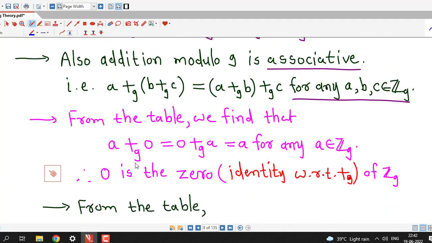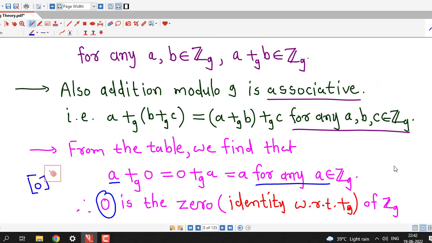From the table we find that A addition modulo 9 0 equal to 0 addition modulo 9 A equal to A for any A in Z9. So 0 is the 0 of Z9, and remember this is not just 0, it is the equivalence class generated by 0, the 0 or additive identity of Z9.